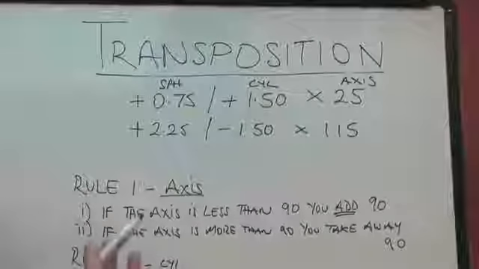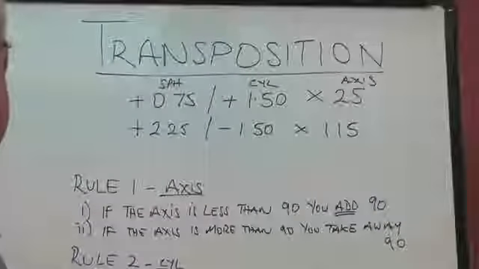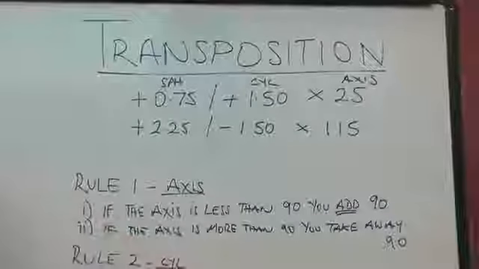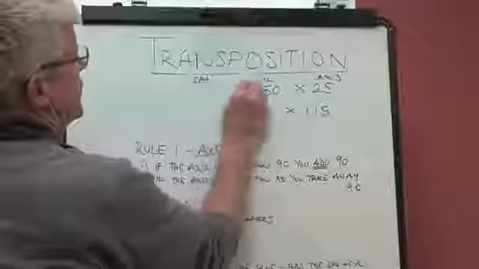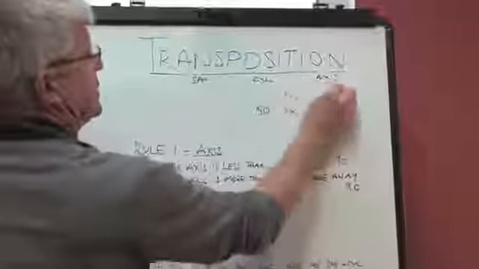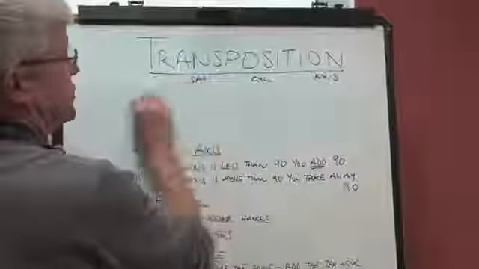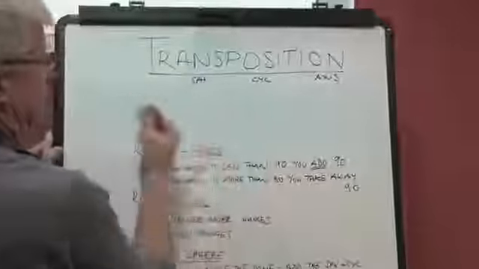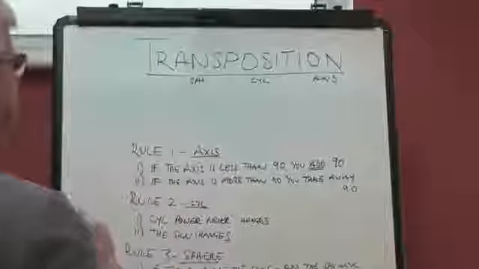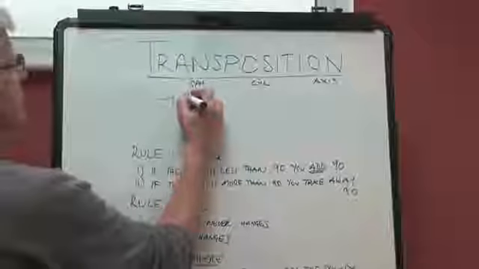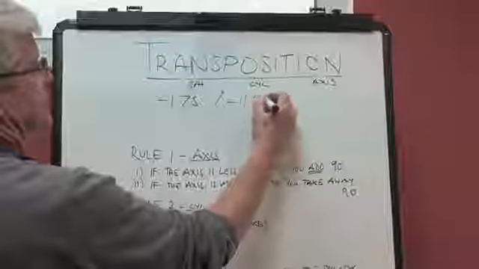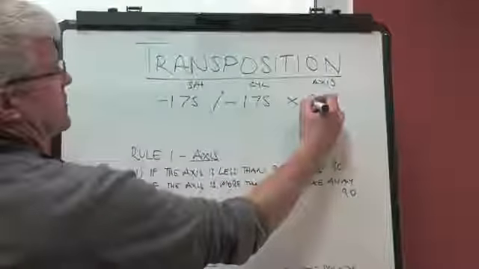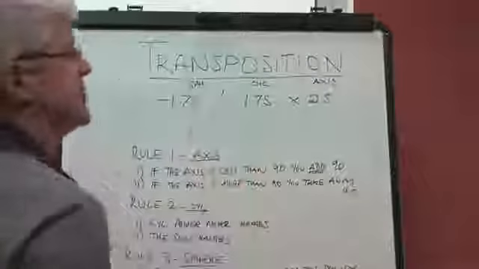So those are the rules that apply in every single case when you want to do transposition. We'll do a couple of other examples, and let's just do a couple of minus powers, and then we'll use the rules to show how it works all the time. So let's say we've got a minus 1.75 minus 1.75 axis 25, and we want to transpose that.